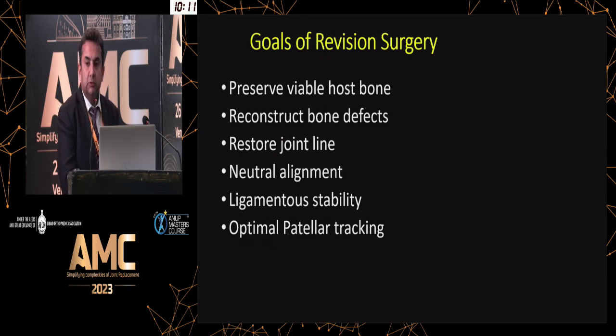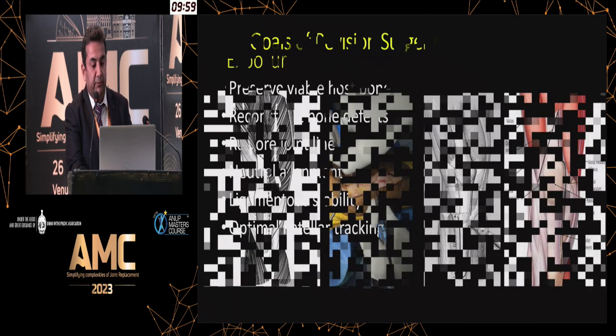So what are the goals of revision surgery? Obviously to preserve the viable host bone, reconstruct the defects, restore the joint line, get a neutral alignment, stabilize the ligaments, and get optimal patellar tracking and an optimal functional joint.